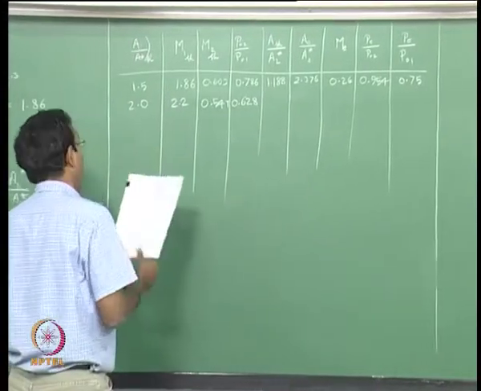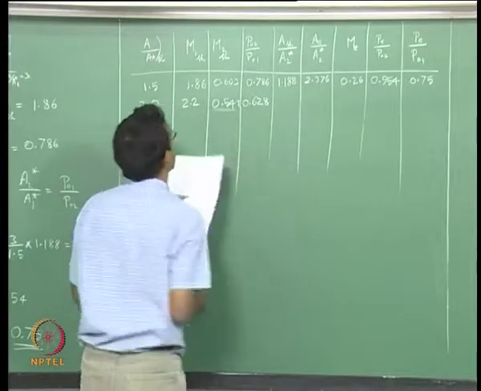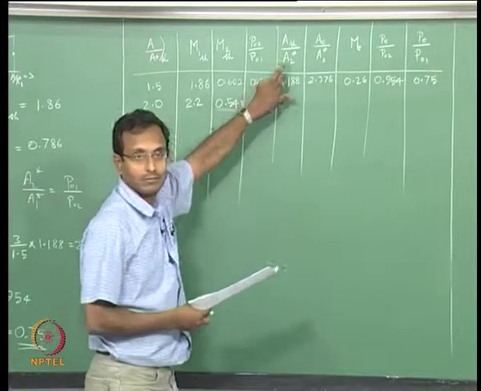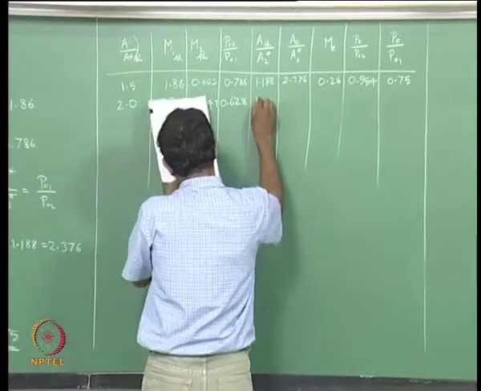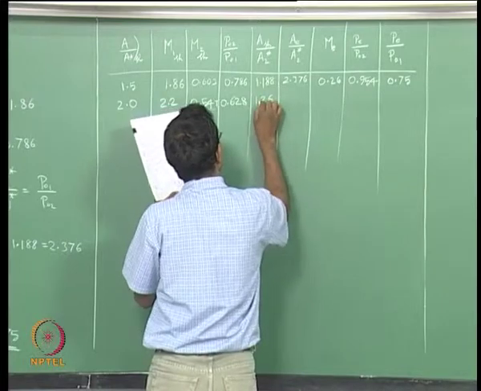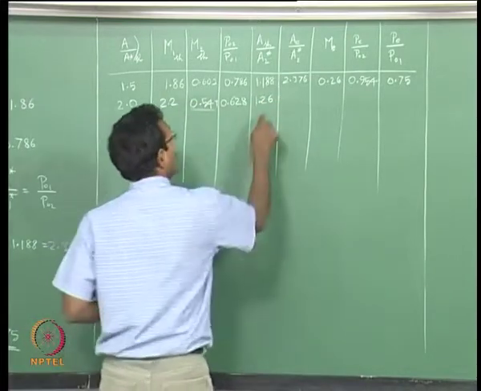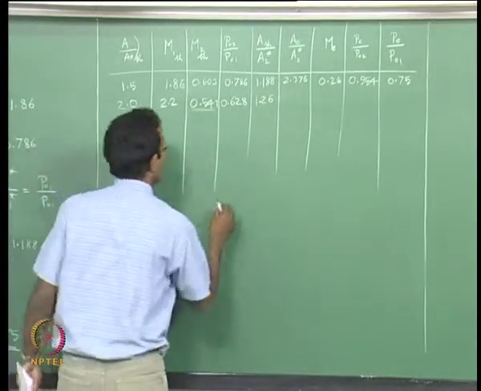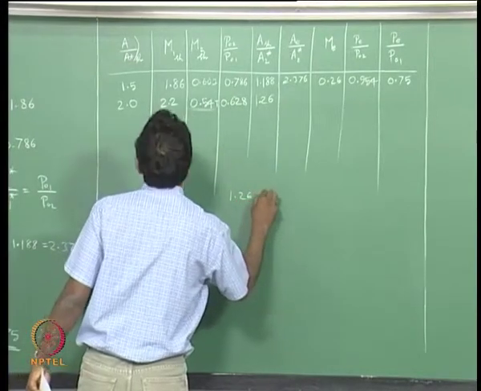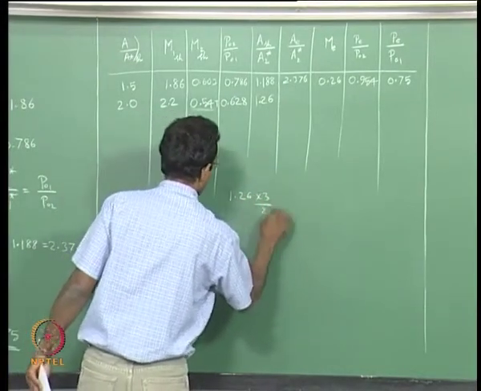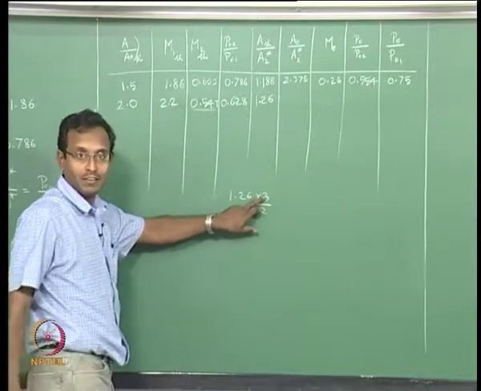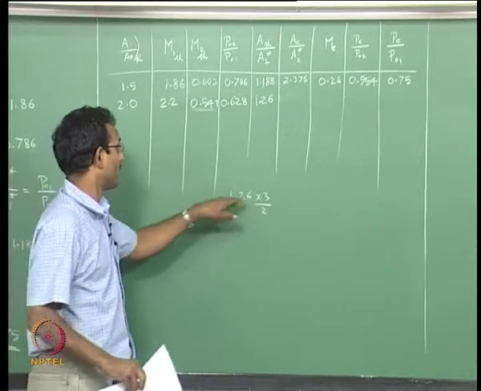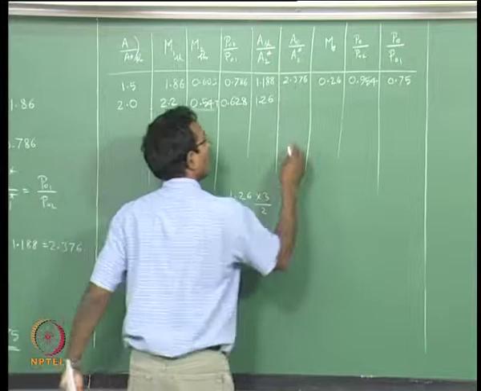After this, I have to use this Mach number M2 after the shock to find my A by A star. If I use that, I am getting a number 1.26. Now I have to find from here A exit. Now you guys need to calculate and tell me: 1.26 multiplied by 3 divided by 2. 3 is the exit area, 2 is the actual area which we guessed. So 1.5 times this, right? 1.89.